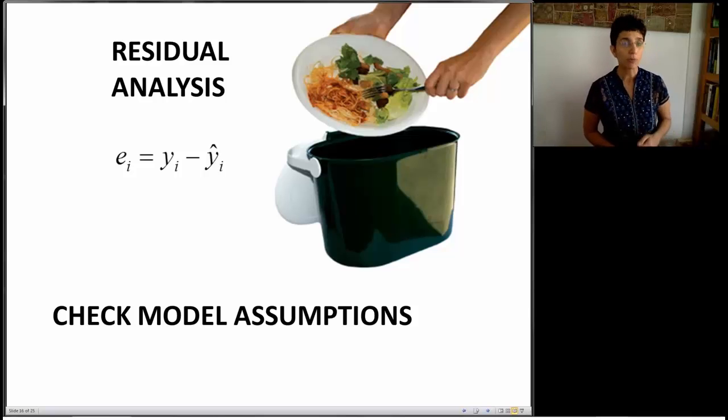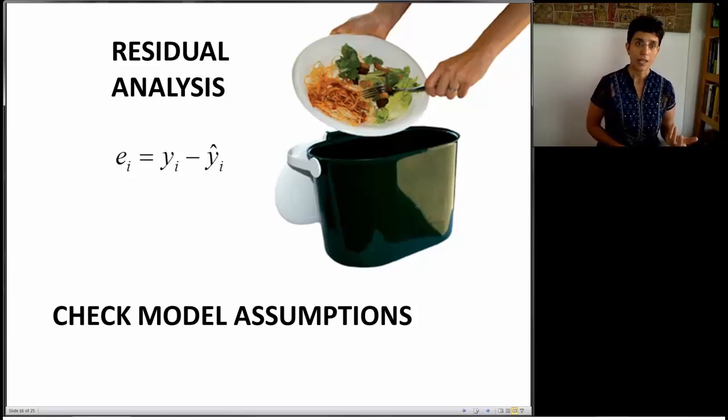To remind you what a residual is, it's simply the difference between the actual output and the predicted output by the model. I'm using the notation e sub i to denote a residual for record number i. y sub i is the actual output, and y hat sub i is the predicted output using this model.